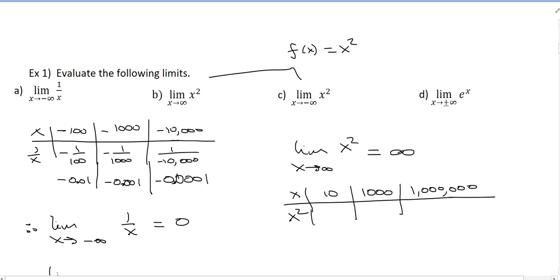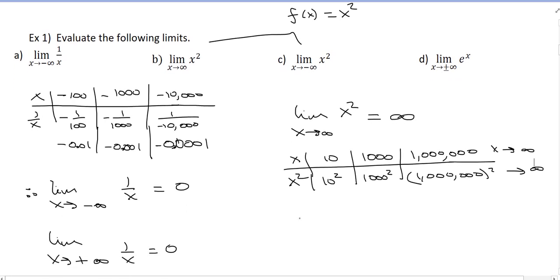So if you square these values, 10 squared is 100, 1,000 squared is very large, 1 million squared is very, very, very large. So this is going to go to infinity as x goes to infinity. And what happens as x goes towards negative infinity? So if you put negatives in here, now our negatives are going to get squared, right?